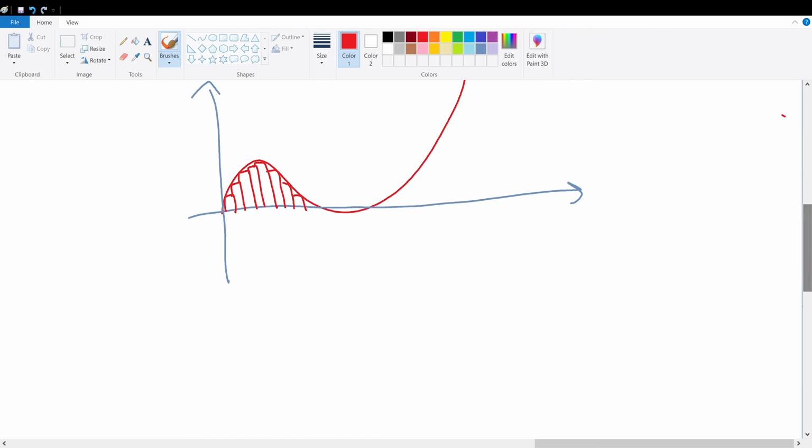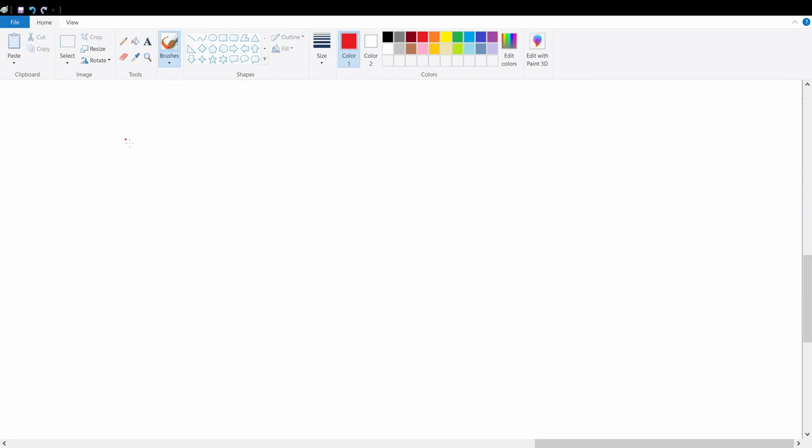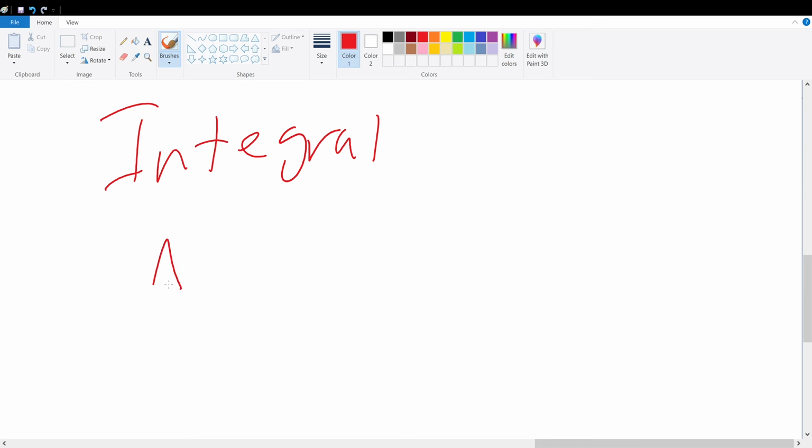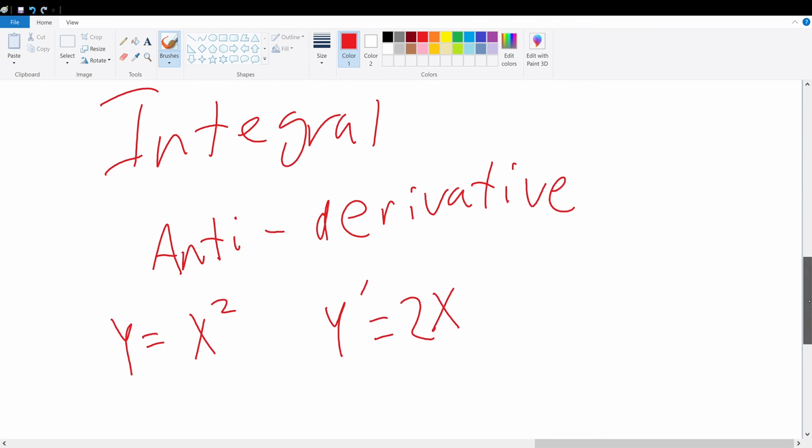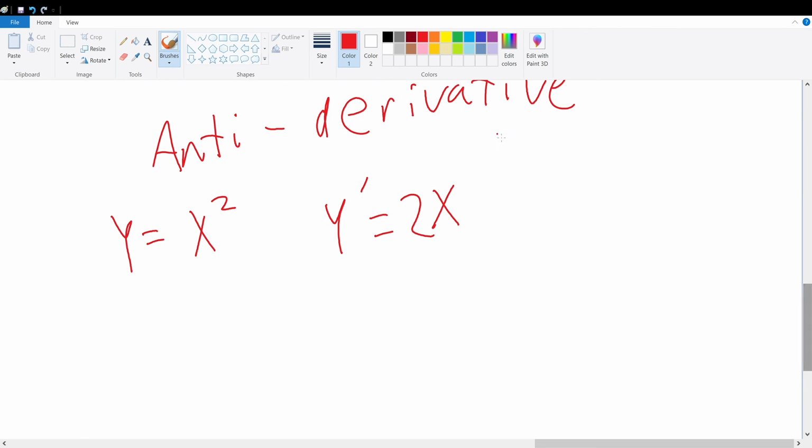So how do you solve integrals? So integrals are basically antiderivatives. So they are the same thing. By what I mean by this is that when you want to take the derivative of something, so let's say y equals x squared, and you want to take the derivative of that, it is y prime equals 2x. Well, integrals is essentially working the opposite.